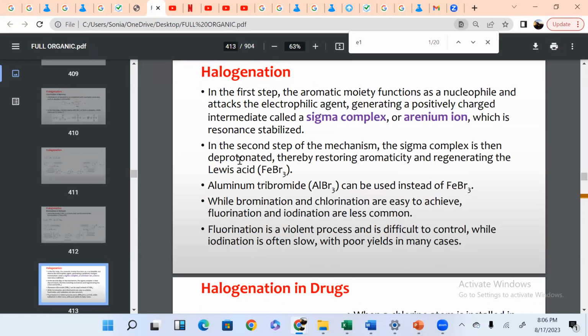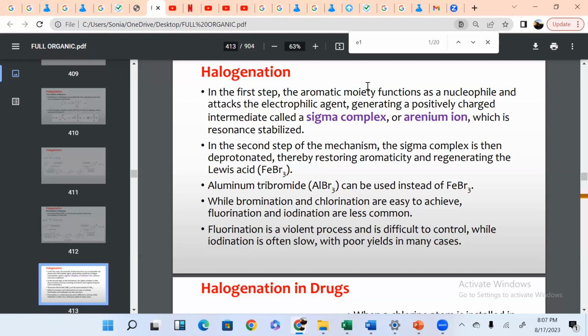Yes, so in the first step, the aromatic moiety is the nucleophile, like we have said. That pi bond attacks the electrophile, which generates the positively charged intermediate, which is a sigma complex. That is resonance stabilized. Then in the second step, the sigma complex is deprotonated, which restores aromaticity, regenerating the Lewis acid. And that's basically how the halogenation of benzene works.